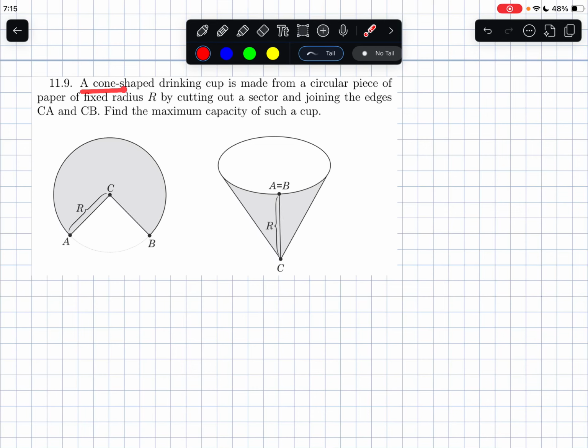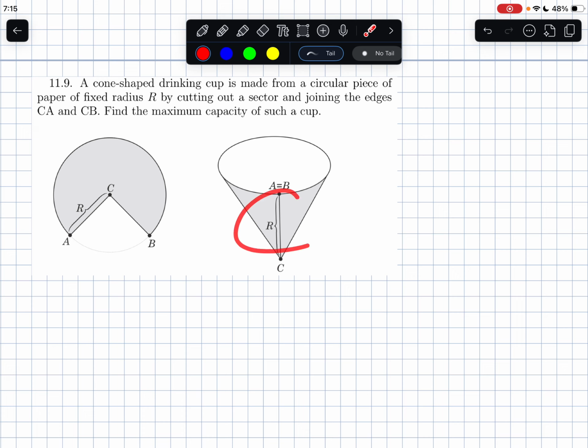A cone-shaped drinking cup is made from a circular piece of paper. So they have a piece of paper here, radius r, and they cut out a sector and join the edges CA and CB. You have the freedom to choose how much to cut. For example, in this case, they cut off this, and then they join CA and CB.